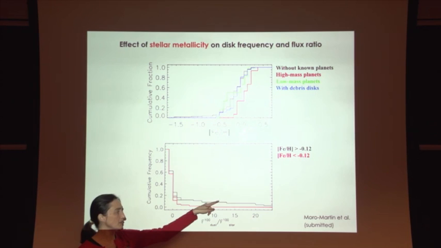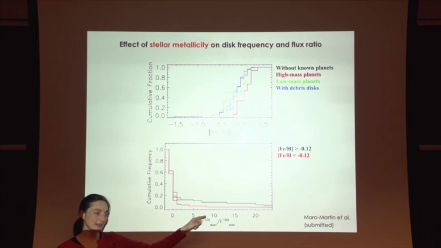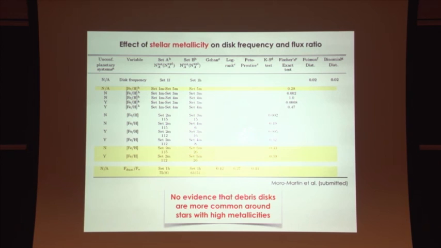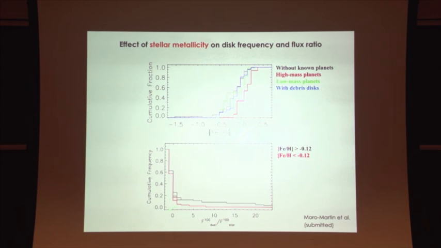So there is no evidence that stars with high metallicities have more debris or that their debris is brighter. We don't find evidence of that. The numbers will be here. You see, none of these numbers are low enough to claim that there is a correlation. Visually, you may think that it's in there, but you don't see the error bars here, right? It's not significant.